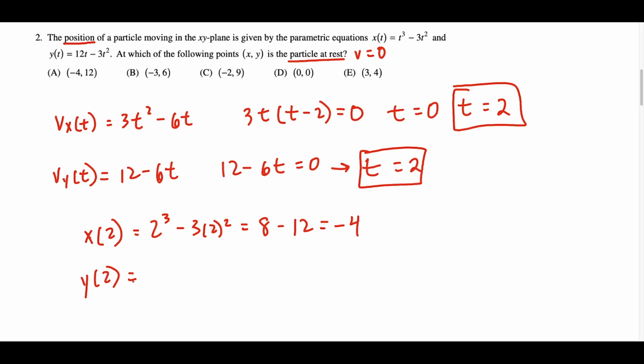let's go ahead and plug into the y part. When we plug 2 into the y position, we're going to get 12 times 2 minus 3 times 2 squared. And for this part, we get 24 minus 12, which is equal to 12. So then it definitely matches here that the point we're interested in is choice A, negative 4, 12.